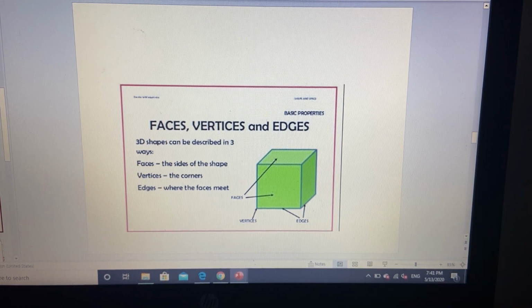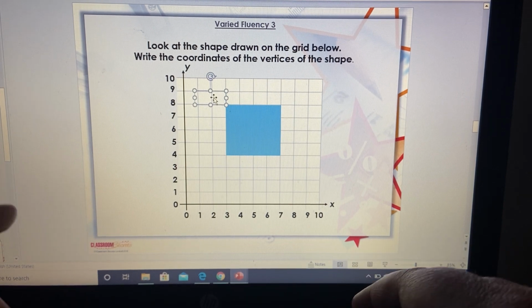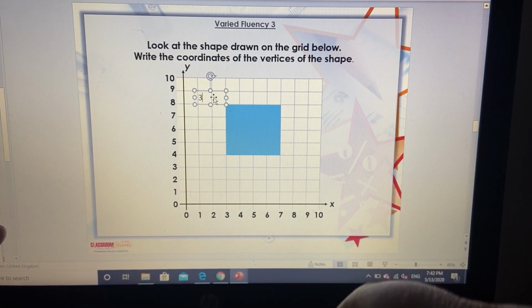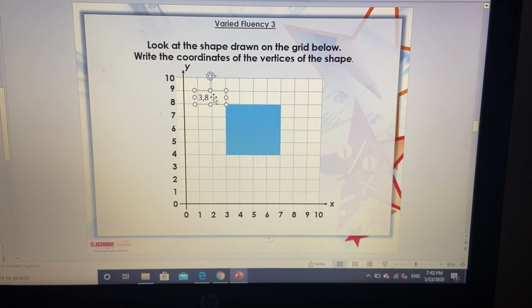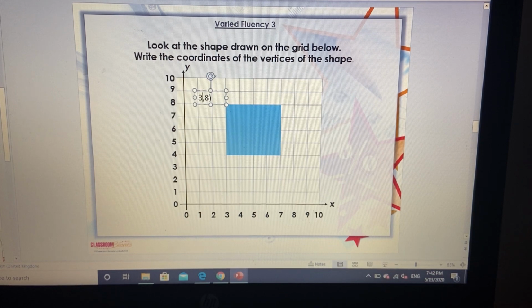So we need to look at this shape and write the coordinates. Again, I'm going to start with this one in the top corner. I'm going to go along the x-axis to 3. We go all the way up and I'm going to reach 8. So I will write 3, 8. Be handy if I didn't forget my brackets.